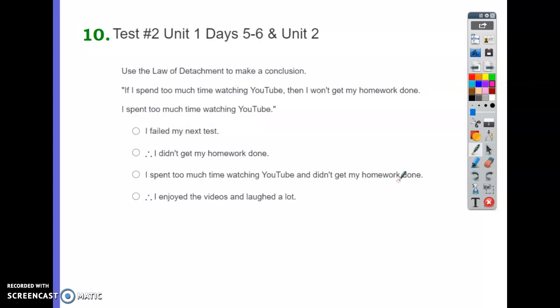Number 10, law of detachment. If I spend too much time watching YouTube, then I won't get my homework done. I spend too much time watching YouTube. So therefore, I'm not going to get my homework done. Boom.